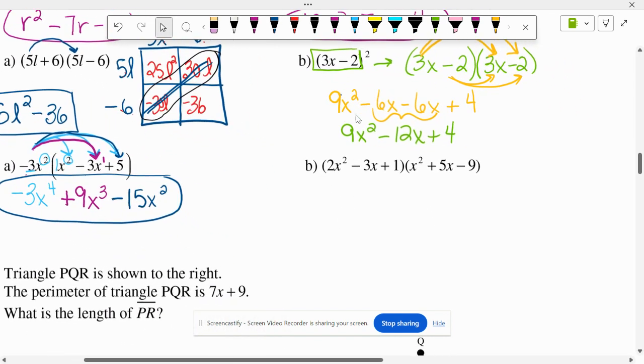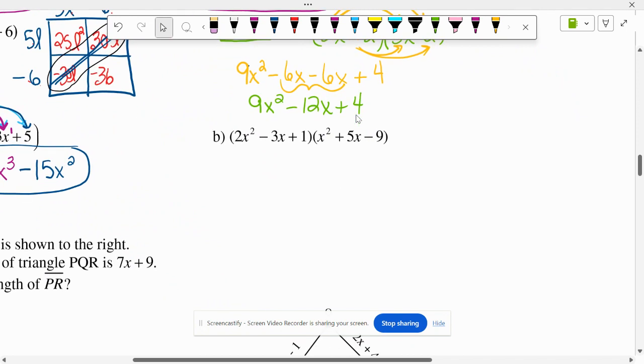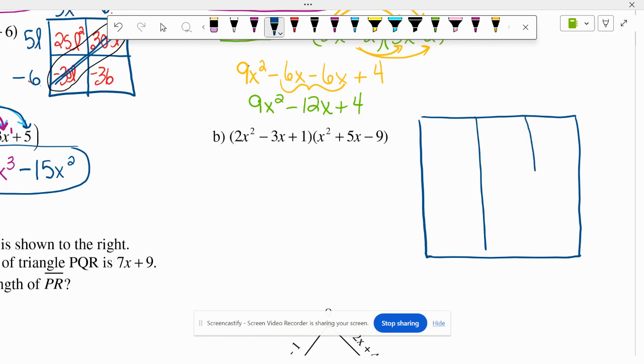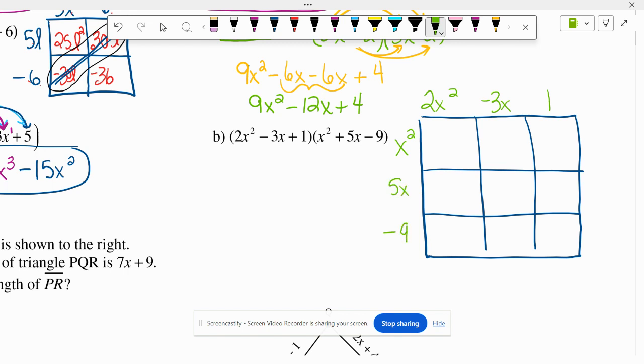Justice, you feel like you can get us started on B if I set up a box? No? I'm going to do a 3 by 3 box. Jansen, you feel like you can get us started if I build a box for us? No? I think you can. I'm going to give you and Justice both a chance. So let's see. I have 2x squared, negative 3x, and a positive 1. And then I'm going to put my x squared here, my 5x, and my negative 9. Okay. So Justice, what is x squared times 2x squared?